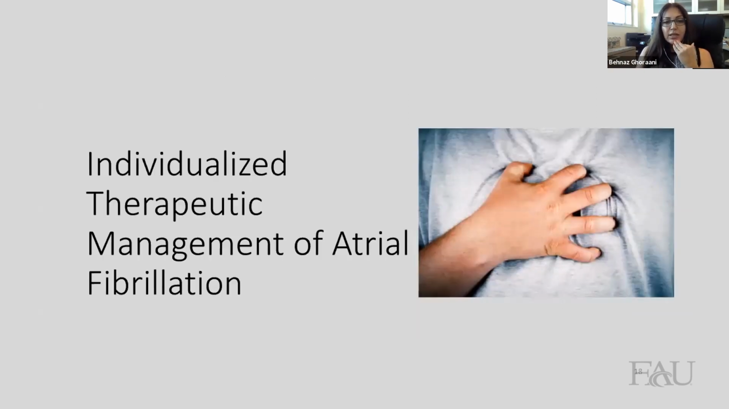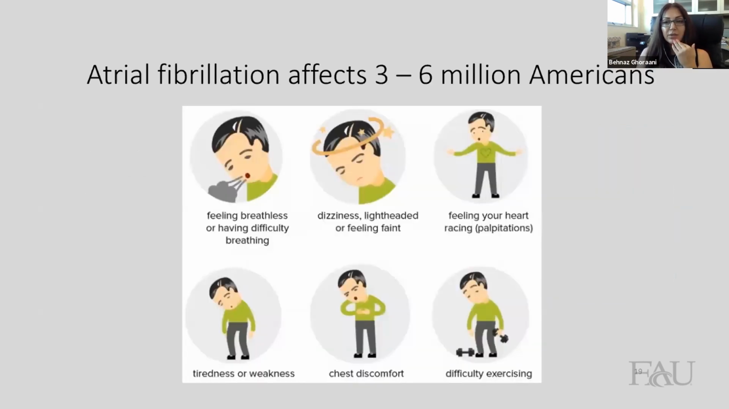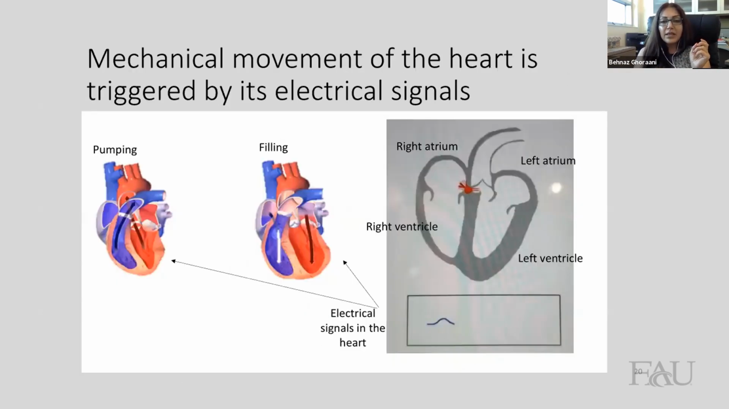Another work is the management of atrial fibrillation. Just a brief description of atrial fibrillation: it affects about 3 to 6 million people in America. You may feel it as some weird feeling in the chest, or a person feels fatigue, or has difficulty performing daily living activities or exercising. And this always happens because of a disturbance in the electrical signals of the heart.